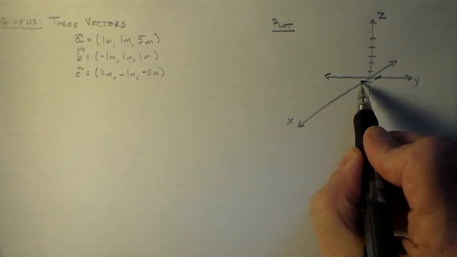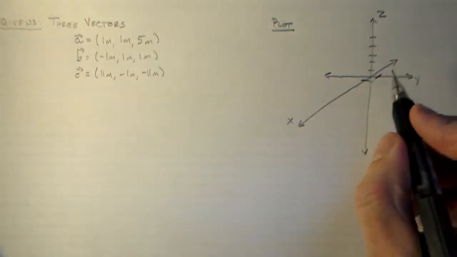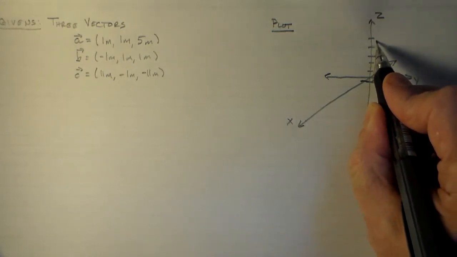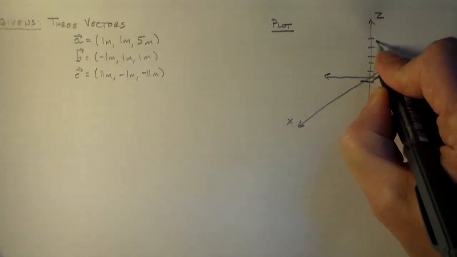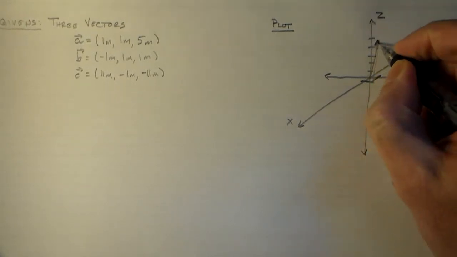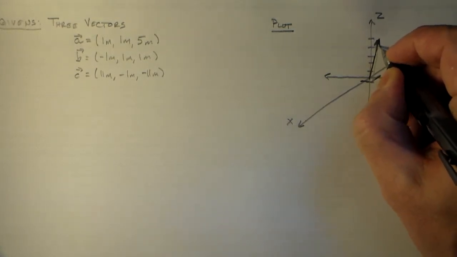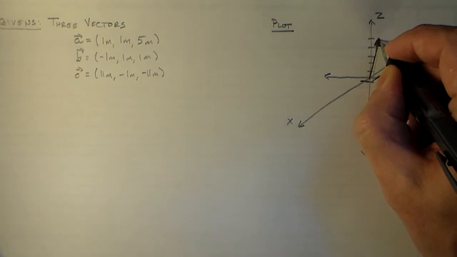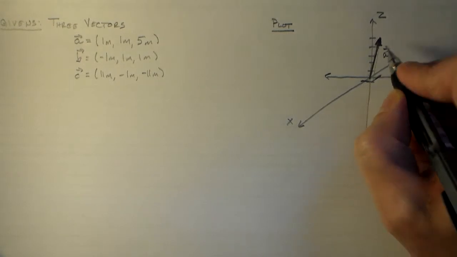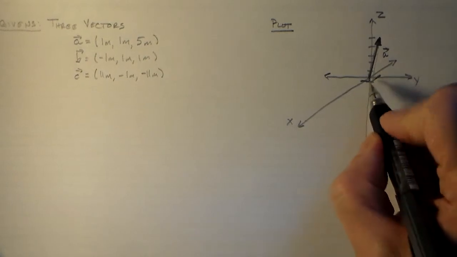Okay, so we've got A with 1 meter here, 1 meter in the y direction, and then 5 meters straight up. So it meets here, and then it goes straight up to 5 meters there. So this is our point. That's the tip of our arrow, and we draw a line from here, I guess at zero, up to this point for A. I just don't want to tear the paper by drawing it the wrong way. I can feel where it's weak. All right, so we've got A there.